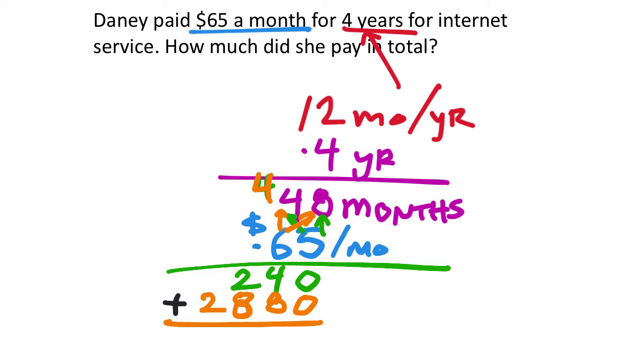And when I add these two together, this will tell us how much Danny paid in the 4 years. So 0 plus 0 is 0, and 4 plus 8 is 12. Carry the 1. 1 plus 2 plus 8 is 11. Carry that 1. 1 plus 2 is 3.